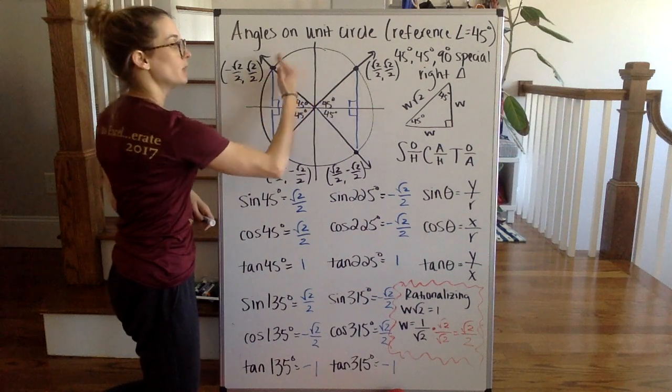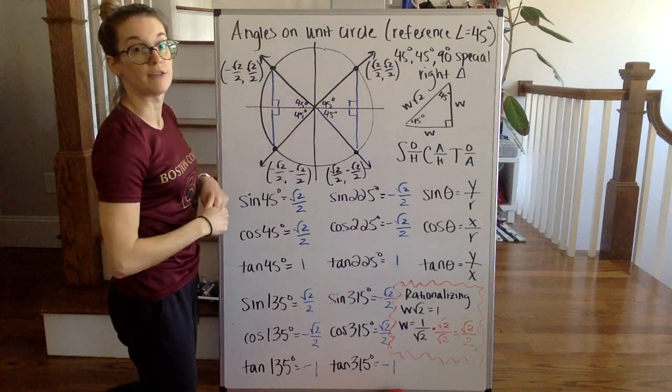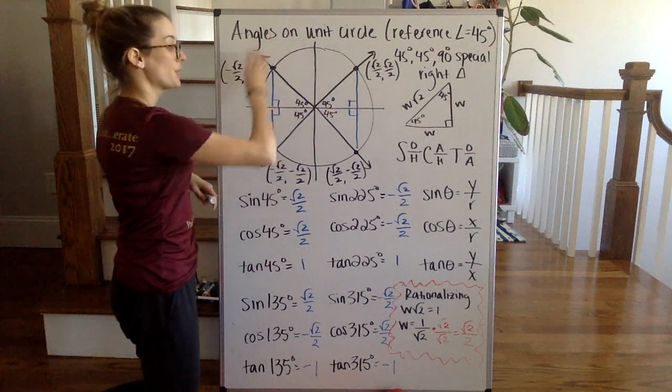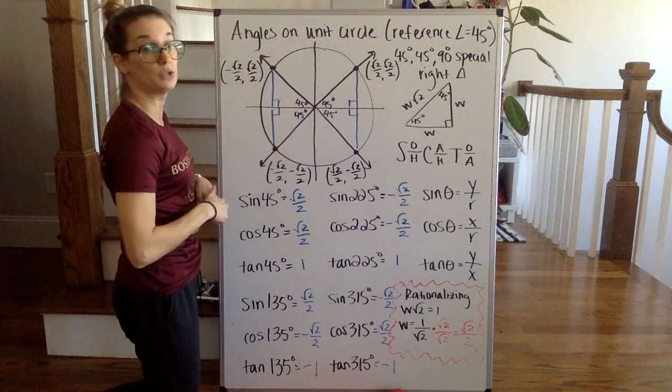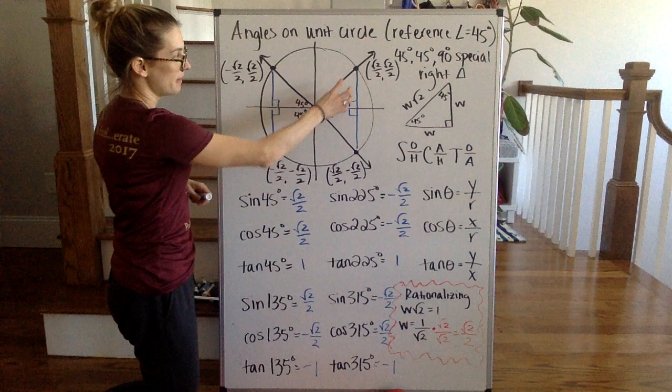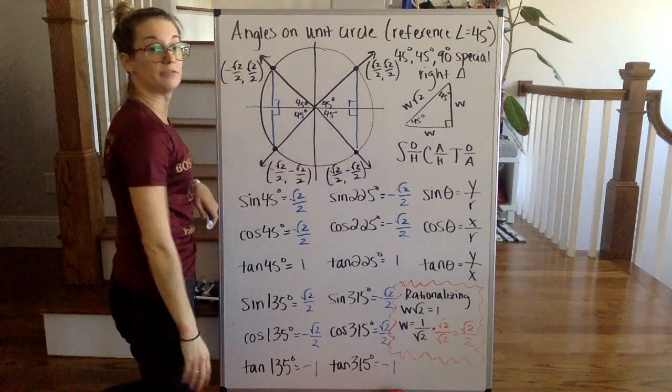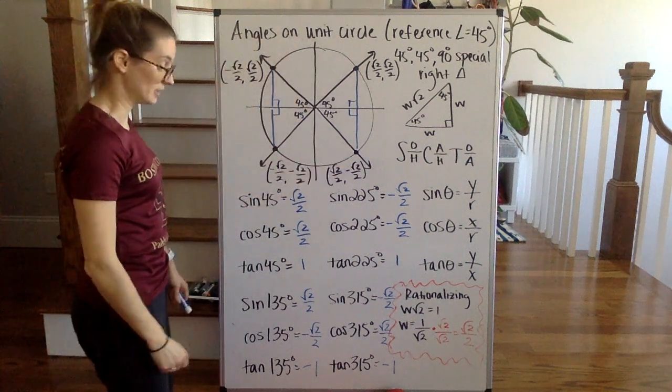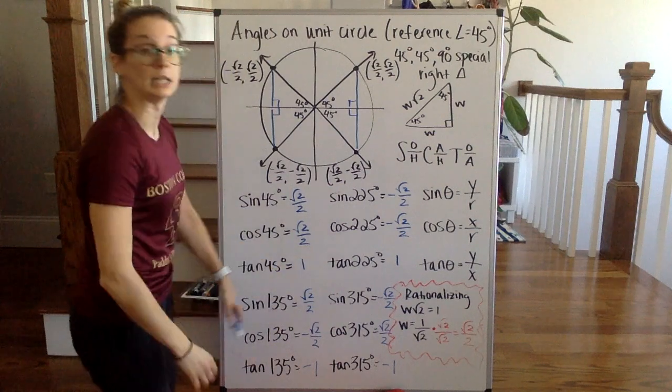In quadrant 2, that's an obtuse angle of 135 degrees. In quadrant 3, that's a reflex angle of 225 degrees. And then in quadrant 4, another reflex angle of 315 degrees, right? We can see all four of them here.